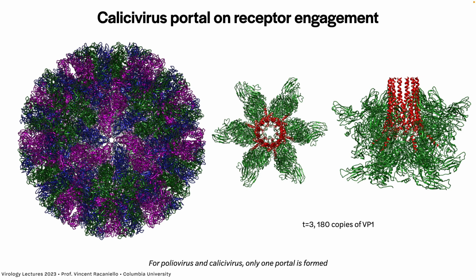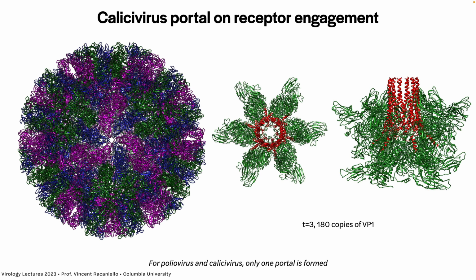Now, what's interesting here is for polio and this calicivirus, only one portal is made. So it's not like herpes virus where there's a preformed portal on the capsid. For these, there's no preformed portal, yet only one portal occurs. And the RNA has to come out by one end. So the end needs to be by a 5-fold axis. So the question is, how is it known where the RNA is to put the portal in the right place?